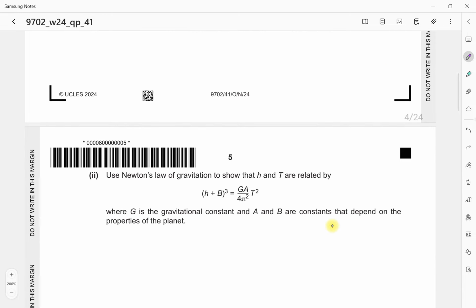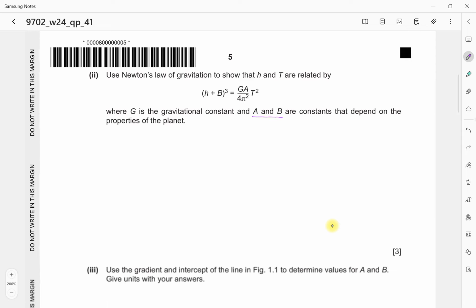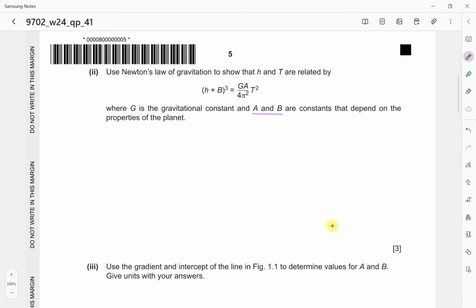Use Newton's law of gravitation to show that h and T are related by (h plus b) cubed equals GA over 4 pi squared, then T squared, where G is the gravitational constant, and A and b are constants that depend on the properties of the planet. Okay, so we are going to use Newton's gravitational law. We have already seen that the gravitational force provides the centripetal force.